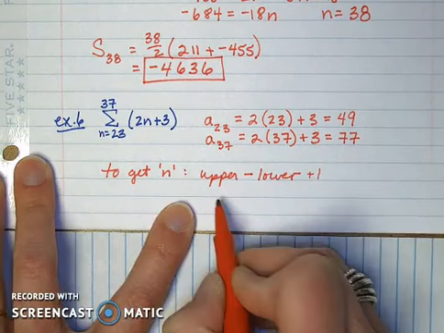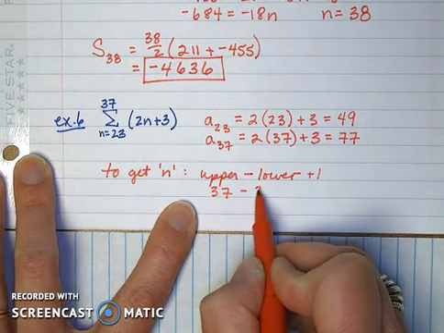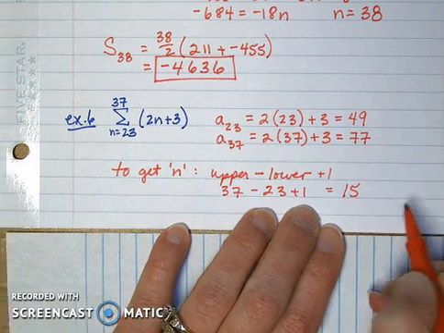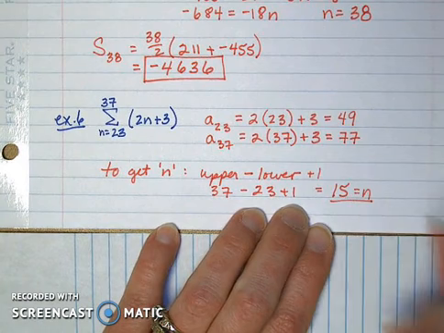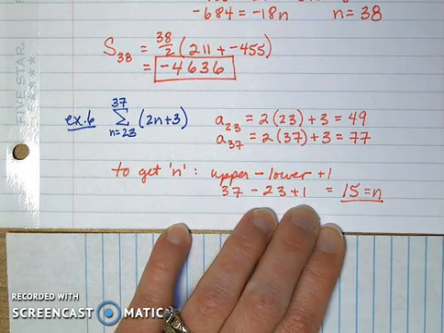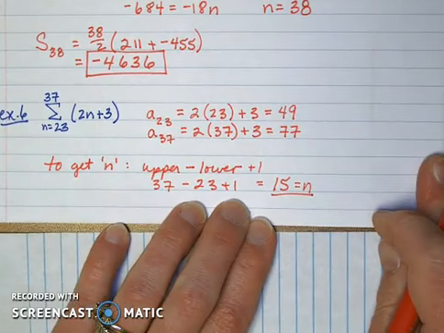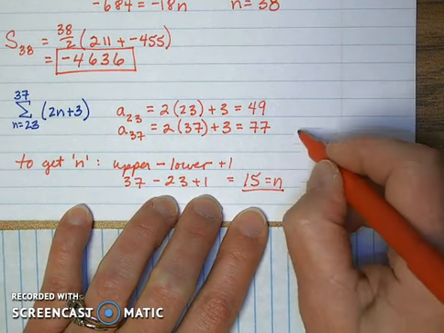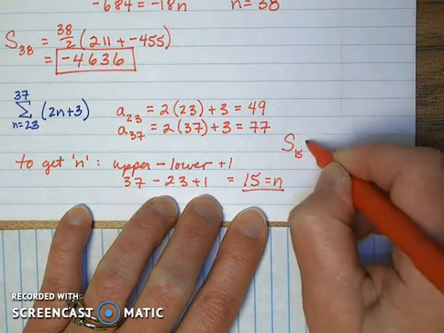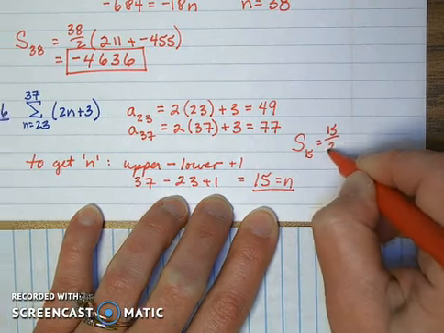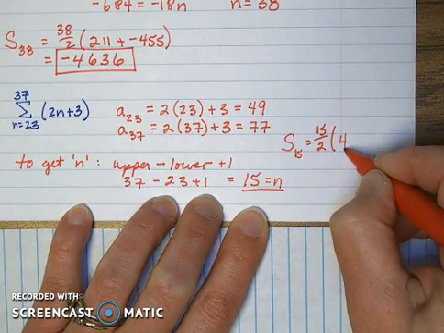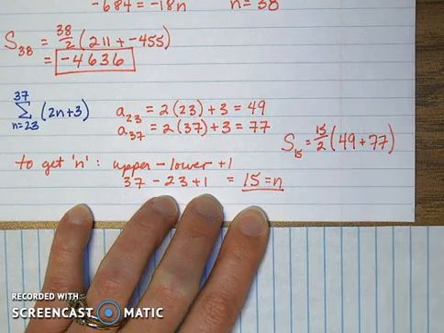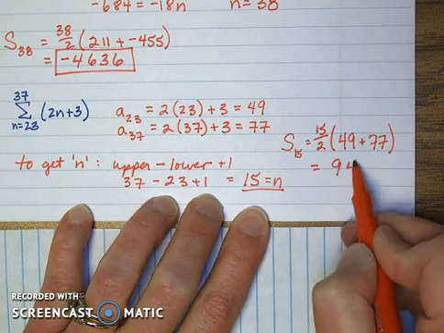So I have 37 minus 23 plus 1, and I know that I have 15 terms. So our 15 is my n. Now I can go ahead and plug that into the sum formula. Let me scoot that over here, and I'm just going to do it right here on the side. That sum formula would be the sum of 15 terms, which would be 15 divided by 2 times the first term, which was 49, plus the last term we calculated as 77. Evaluate, and you get 945.